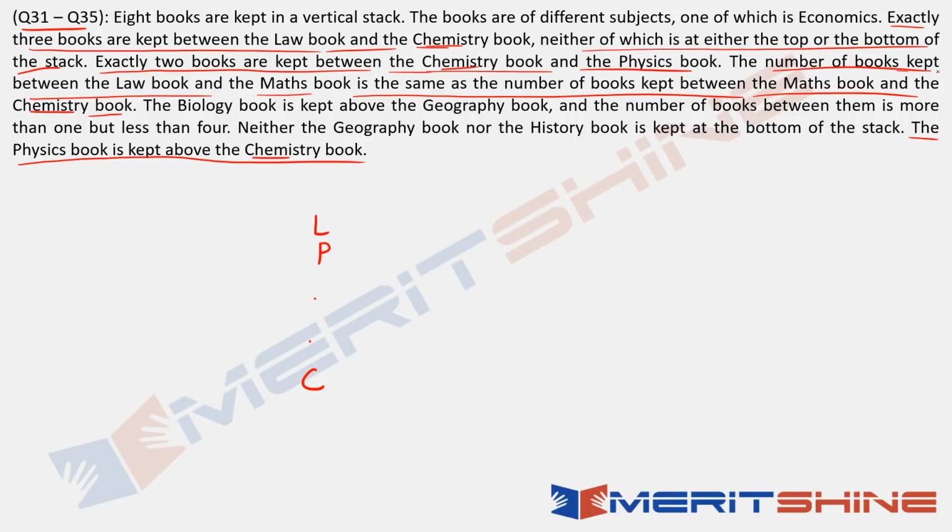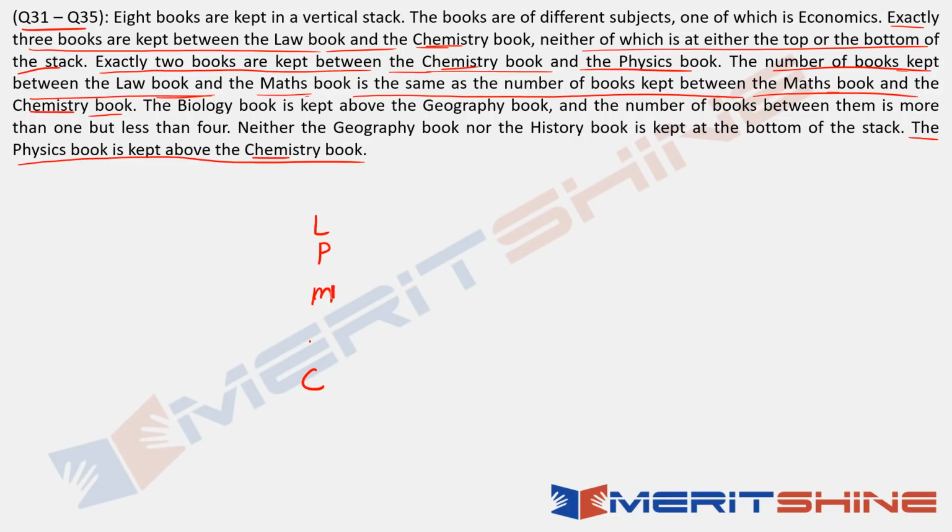And then we use this one. The number of books kept between law and the maths book is the same as the number of books kept between maths and chemistry. How can it happen? And this is maths. So you look at this, law, maths, just 1, maths, dot, C, so it's just 1. So that is what we have got, and it's concrete.